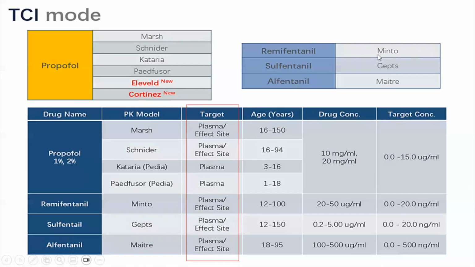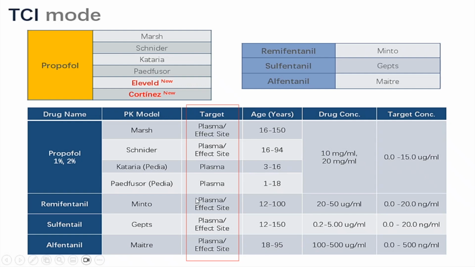Okay. So as I mentioned earlier, previously we thought Marsh is only for plasma, Schnider for effect, but now the current new pumps, you can even choose Marsh and you can choose effect site. You can choose Schnider, you can choose plasma site. But for pediatrics, Kataria and Paedfusor, still plasma. We are not targeting effect site. Minto, yes, previously it was thought to be effect site. Even Minto, you can choose plasma.